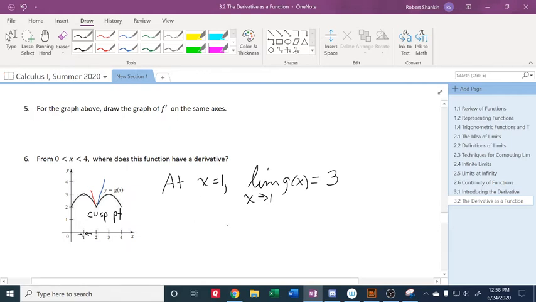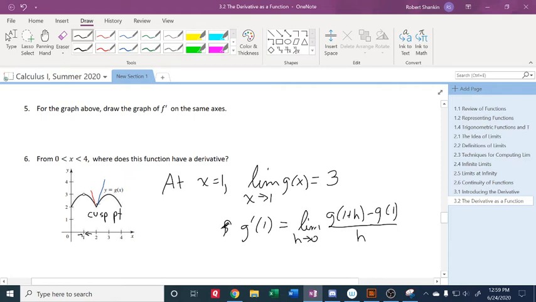I think it does. It tends to make sense that g prime of 1, since the limit exists, maybe the derivative exists. But g prime of 1, let's use the limit definition as h approaches 0. G of 1 plus h minus g of 1 over h.